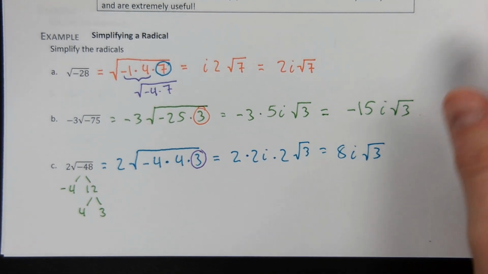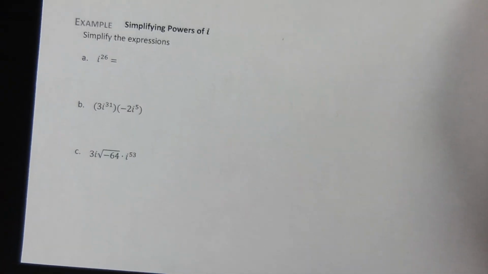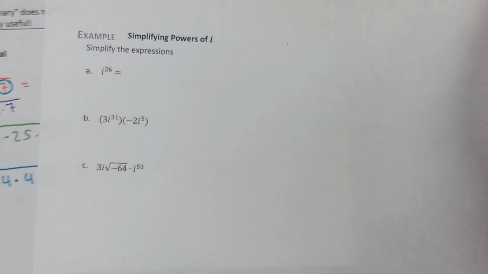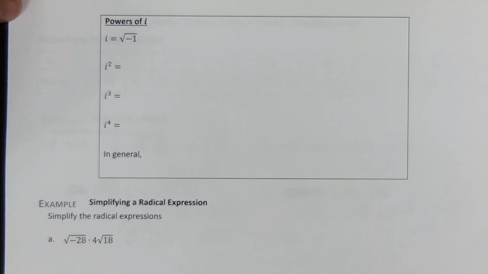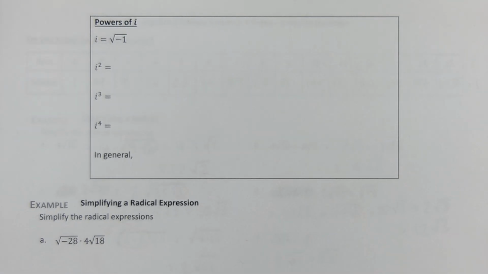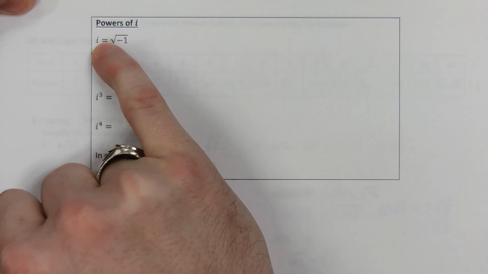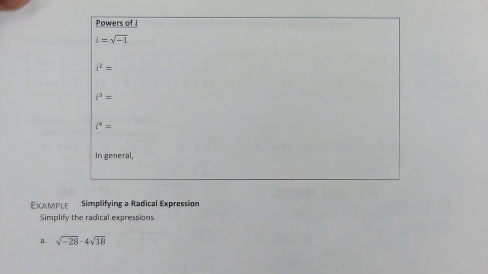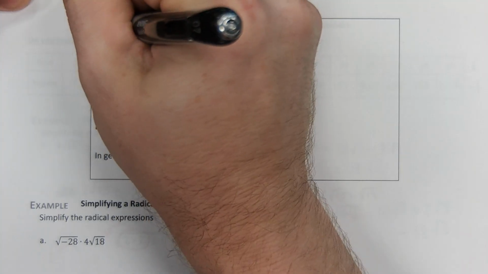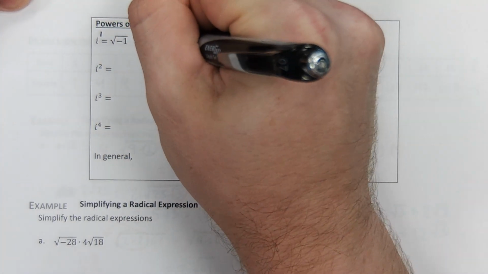Almost finished with part A of the notes. We'll get through this box up here and talk about what some of the implications of this box are, and we'll be done with it. By definition, i to the first power is the square root of -1, which is just i. Okay, so this table right here is all about powers of i.